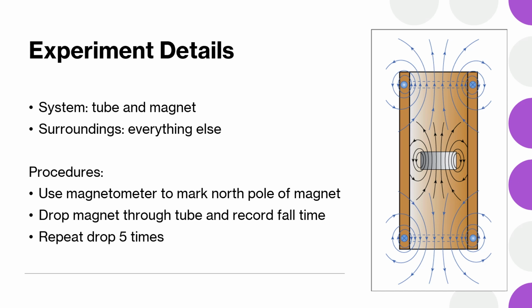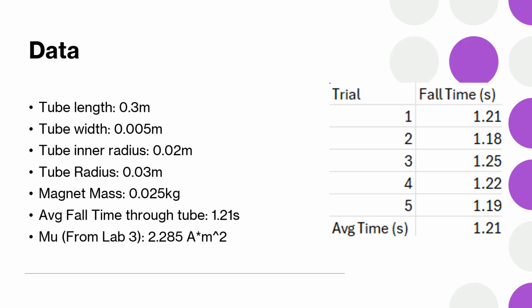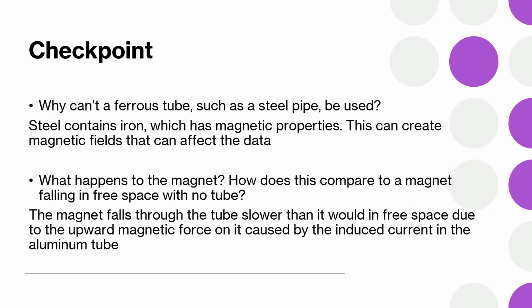Procedures: use a magnetometer to mark the north pole of the magnet, drop the magnet through the tube and record the fall time as shown through this model here, and repeat this drop 5 times. Data: 0.3 meters for the length, width 0.005, 0.02 for the inner radius, 0.03 for the tube radius. The mass of the magnet was 0.025 kilograms. Average fall time was 1.21 seconds as shown here, and the mu value from lab 3 is 2.285.